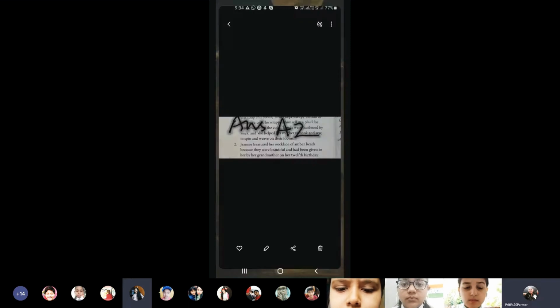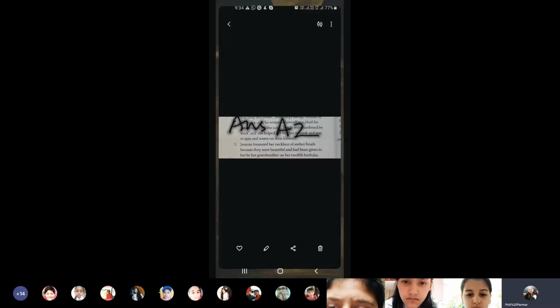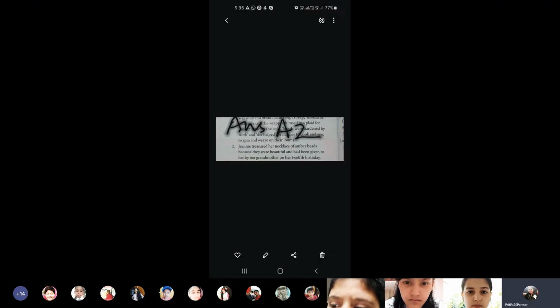Okay, answer 2, A2. Jeannne treasured her necklace of amber beads because they were beautiful and had been given to her by her grandmother on her 12th birthday. Shabd, read out A3.